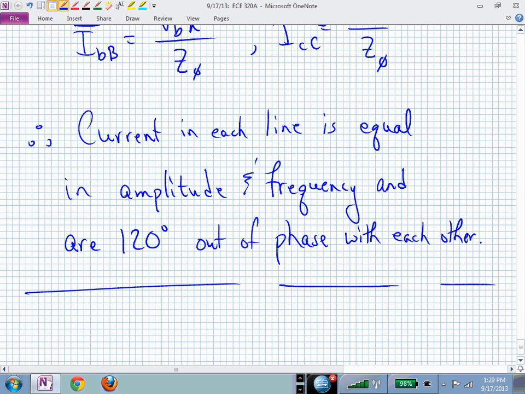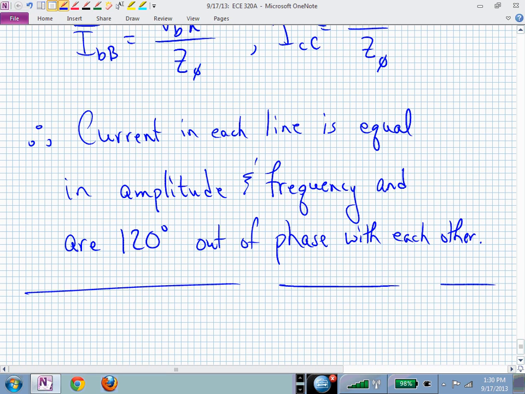So what? Well, that means you find one of those currents and you can find the other two, right? We don't have to solve for all three directly. If we can just find one of those, then we know the others' magnitudes are equal, and we just have to know, do we have an ABC or an ACB sequence, and we just offset our angles by 120 degrees from where we started. That means why don't we just work with one phase and not all three? And that's where this single phase equivalent idea comes from.